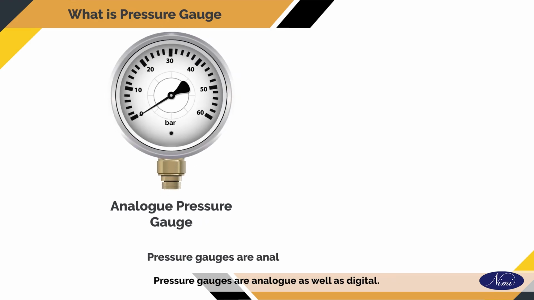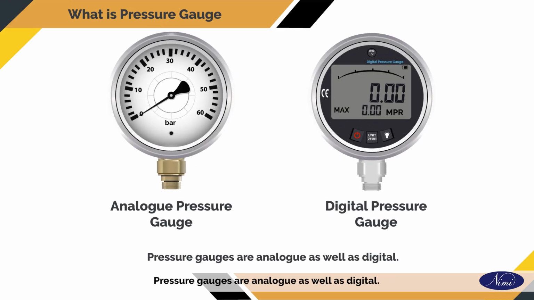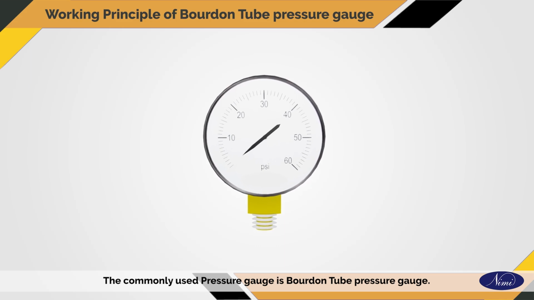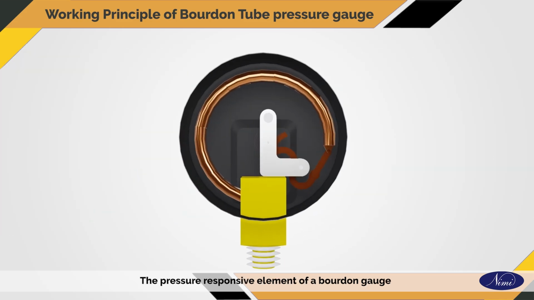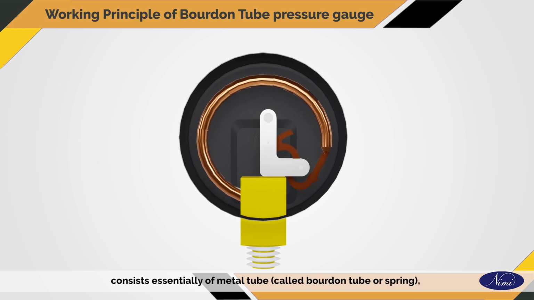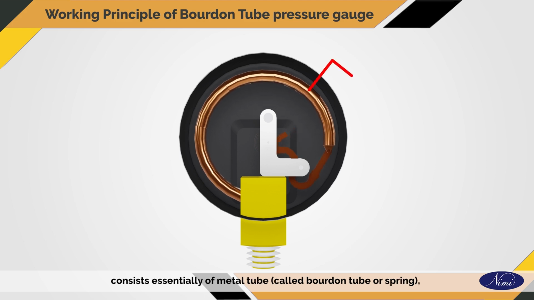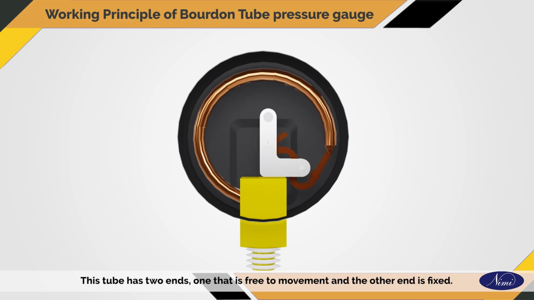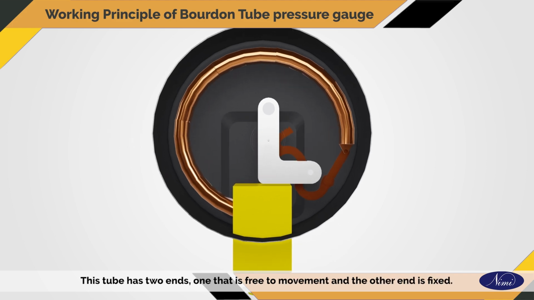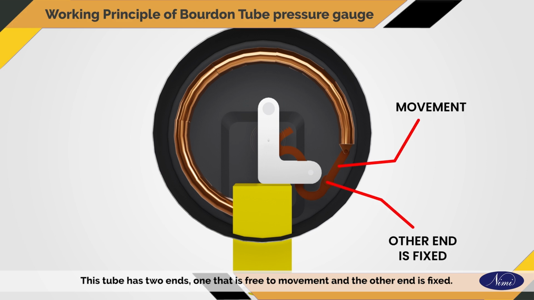Pressure gauges are analog as well as digital. The commonly used pressure gauge is the Bourdon tube pressure gauge. The pressure-responsive element of a Bourdon gauge consists essentially of a metal tube called a Bourdon tube or spring, oval in cross-section and bent to form a circular segment of approximately 200 to 300 degrees. This tube has two ends, one that is free to move and the other end is fixed.